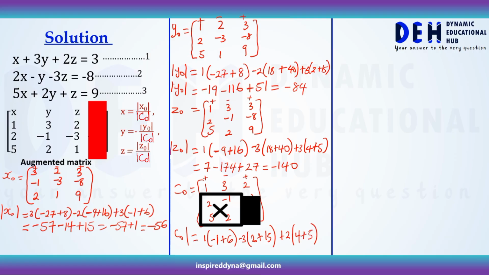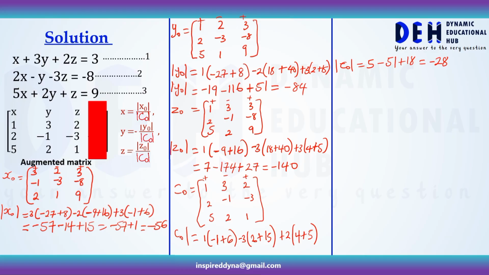Now let's solve it. So our C naught determinant will give us minus 1 plus 6, that is 5. 5 times 1, 5. 2 plus 15, that is 17. 17 times minus 3, so you have minus 51 here, and you have 4 plus 5, that is 9 times 2, that is 18, plus 18. So you have 5 minus 51 plus 18, that is minus 28. So we have, which is equals to minus 28. So we've gotten all the determinants.